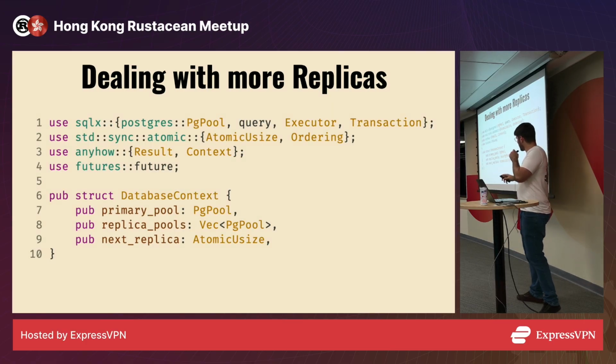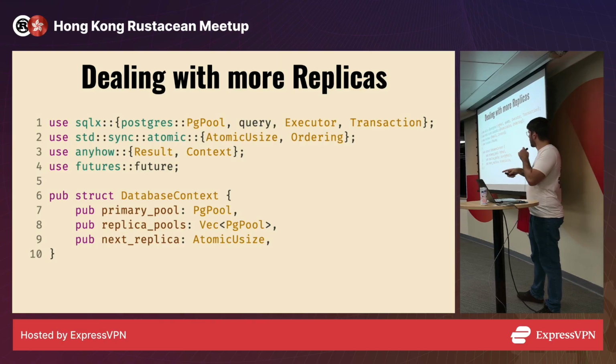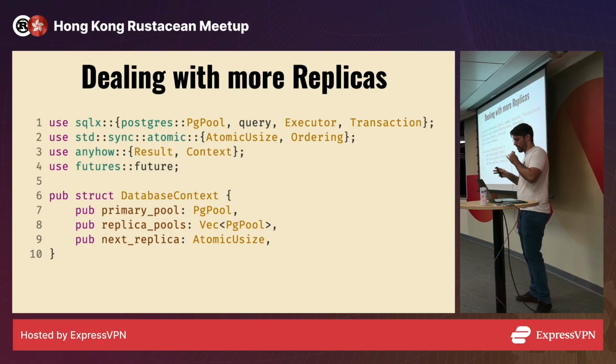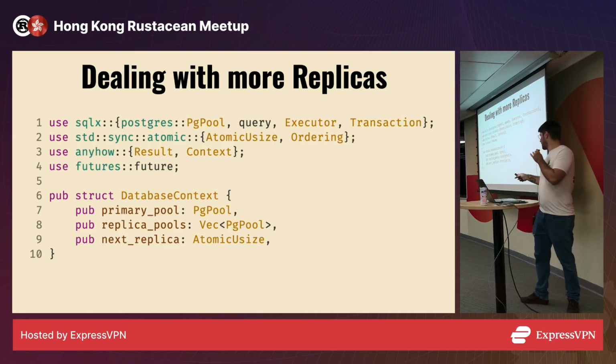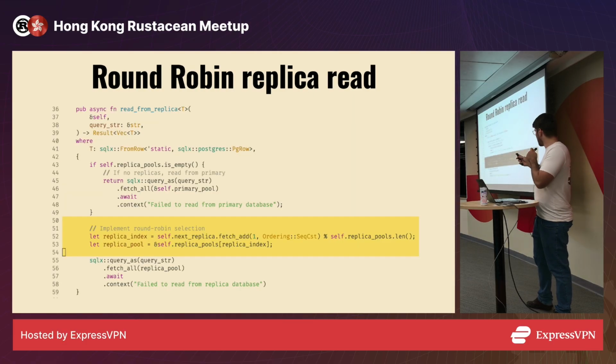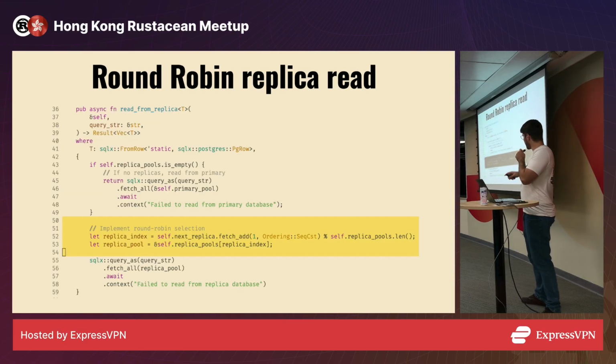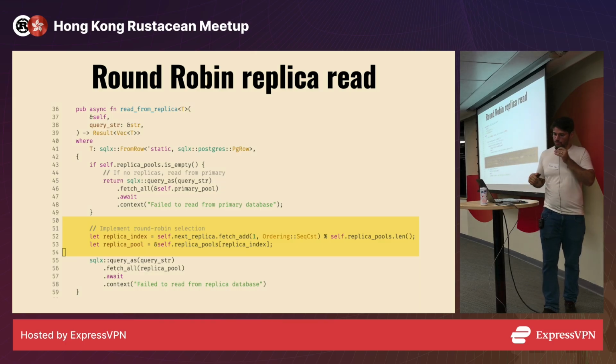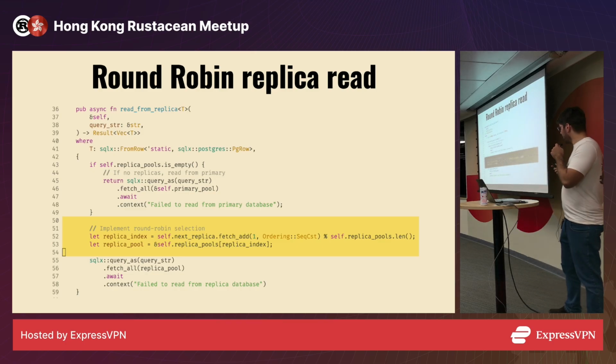And this is another pattern: doing round robin for replicas. So if you have multiple replicas, you can use an atomic counter and just increment it when you are reading. And eventually, every replica will get the same share of requests. This is really useful if you are having a lot of I/O going on.